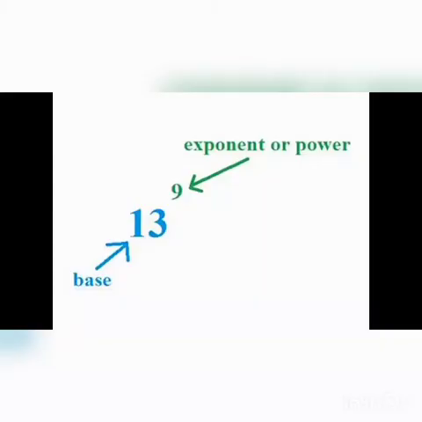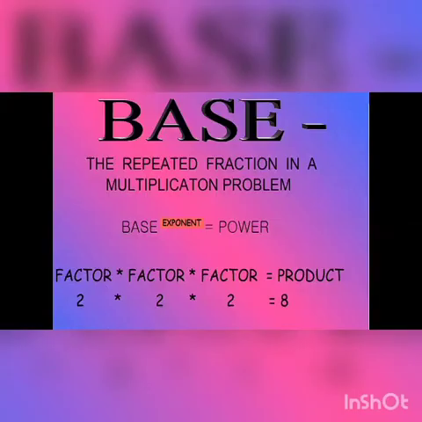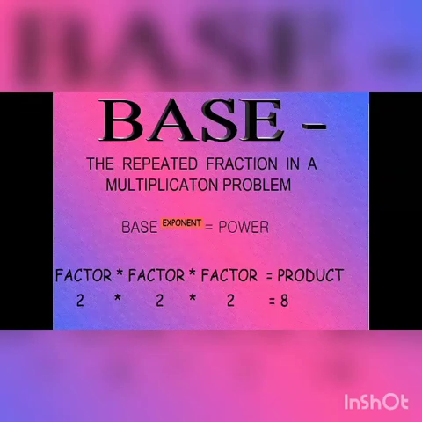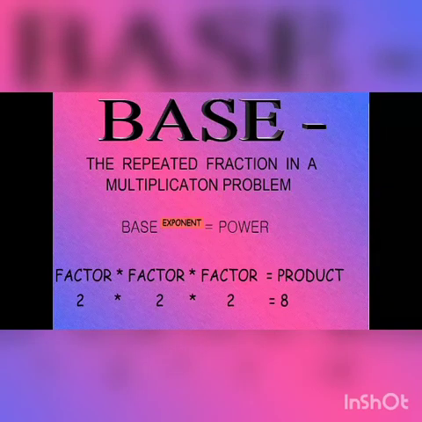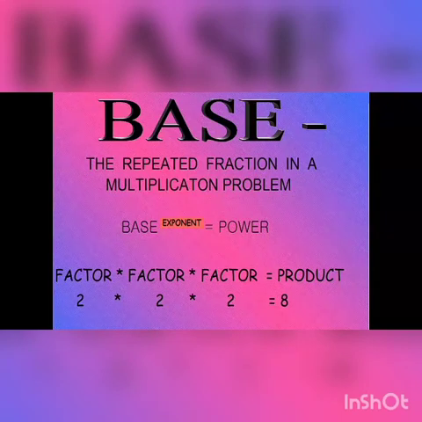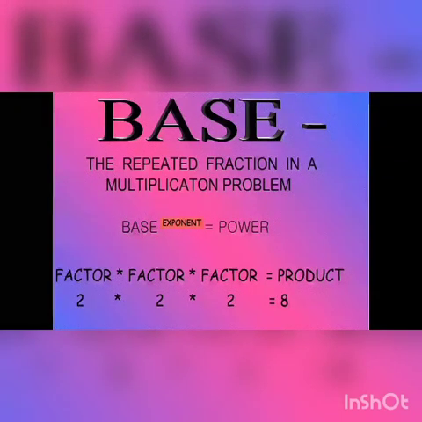As you can see in the example, here 13 is the base and 9 is an exponent. Exponent's other names are powers and index. What is base? Base is in the exponential form. The number which is repeatedly multiplied is called the base. Let's see an example. 2 multiplied by 2 multiplied by 2 will become 8. That means 2 raised to the power 3 is equal to 8.